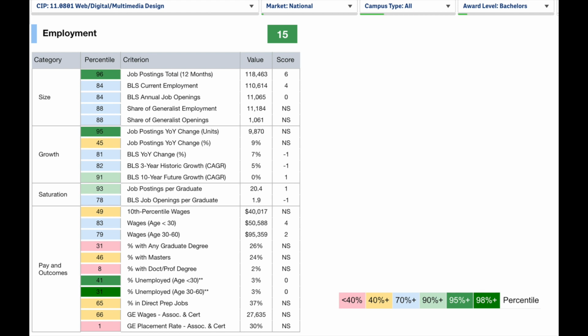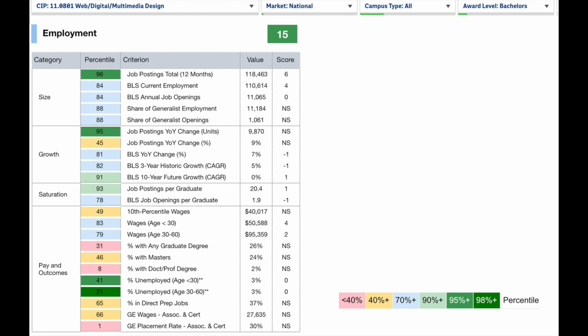Employment opportunities are moderately strong for this program. There are many job postings and moderate employment opportunities for graduates, both in direct preparation as well as generalist employment. Only 37% of bachelor's degree holders go on to work in a field directly related to web and multimedia design, so it's important that there are opportunities for these students, as indicated by the share of generalist employment.